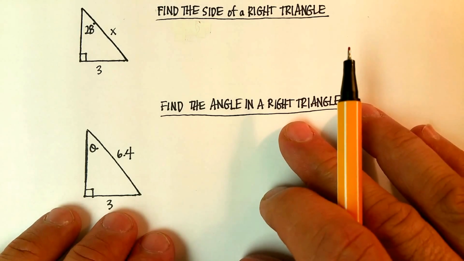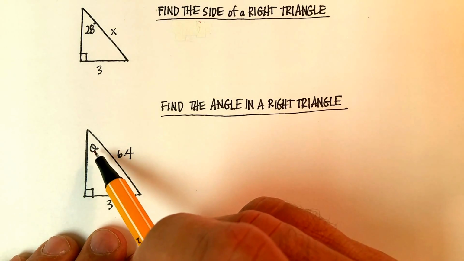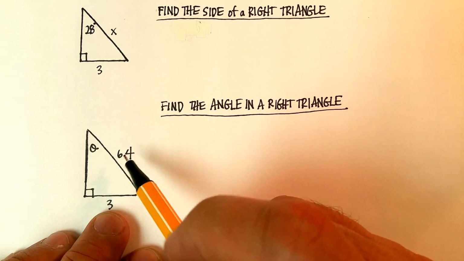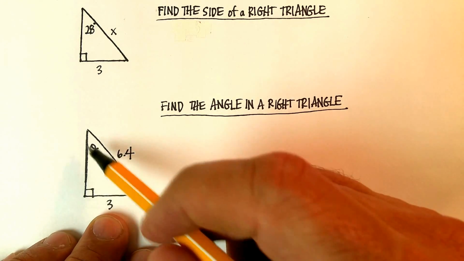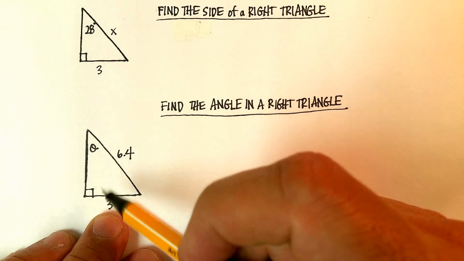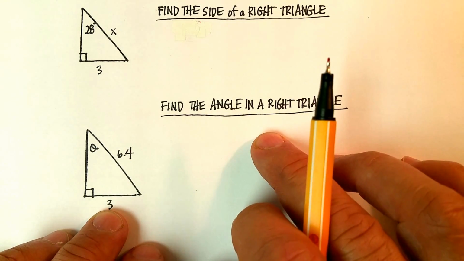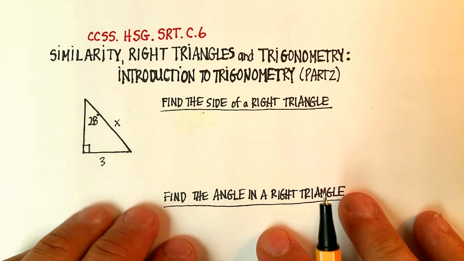In the second problem, we are going to actually find the angle of one of the triangles if we know two of the sides. Now, we could find the third side by just using the Pythagorean theorem or a number of other methods, but we don't know how to find the angle yet, and that's what I want to do in this particular video. Okay, so let's get started.